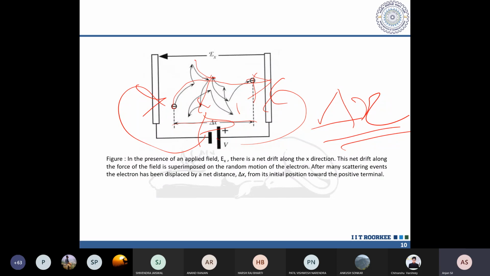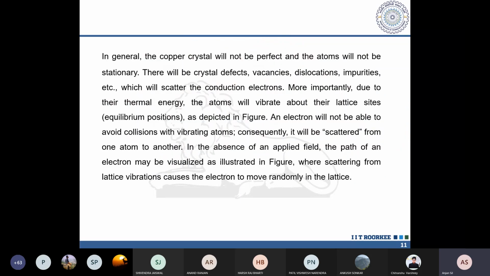So that delta x is not zero. Delta x is non-zero. You understand? So this is what you should realize. Whenever this is happening, that means a finite current flows. Due to the application of the electric field, which is in this direction, you get this. So if you want to draw a current, you need to apply an electric field. Otherwise, it is all random and there is no current, so it is what is written here.